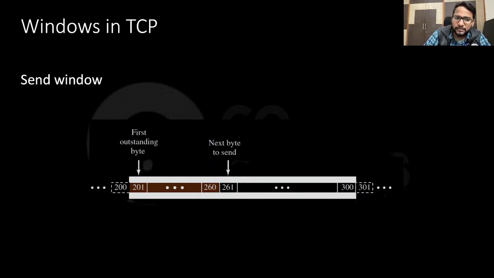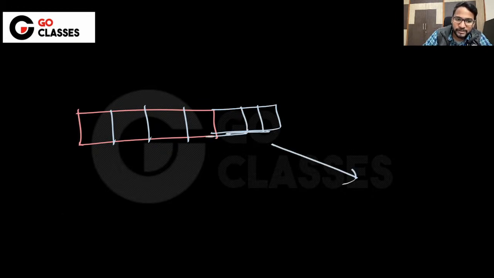Once I receive the acknowledgement for these bytes, then I will shift the window. Currently I cannot send, it is just like selective repeat. So let me tell you what happens. This is my window, and let's suppose I divide this window into maximum segment size, so there are 4 segments in my window. Just like selective repeat or go back, I am sending it to you.